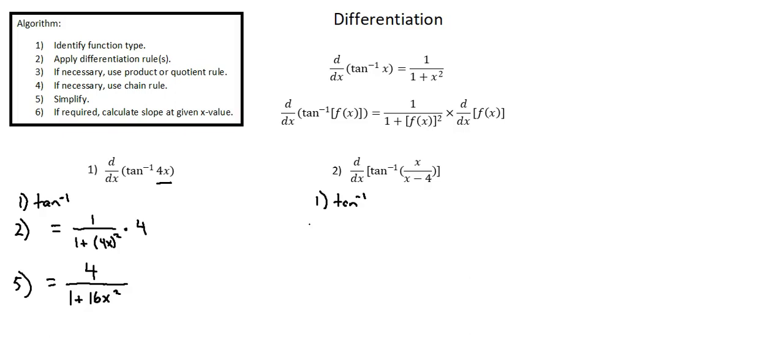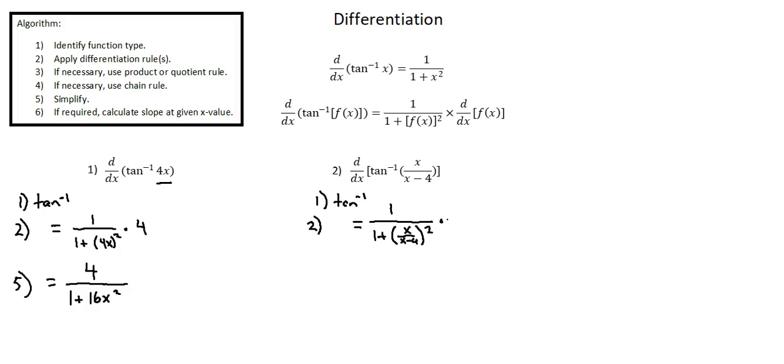Step 2, apply differentiation rules. In this example, we have a chain rule scenario. We want the inverse tangent of a function. So we're going to use our second inverse tangent differentiation rule. The derivative equals 1 over 1 plus the function, which is the argument of the inverse tangent, squared. We'll have x over x minus 4 squared.